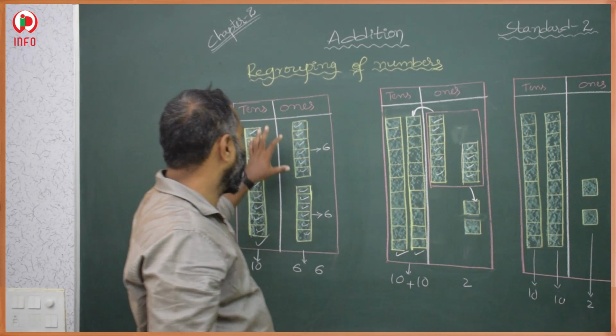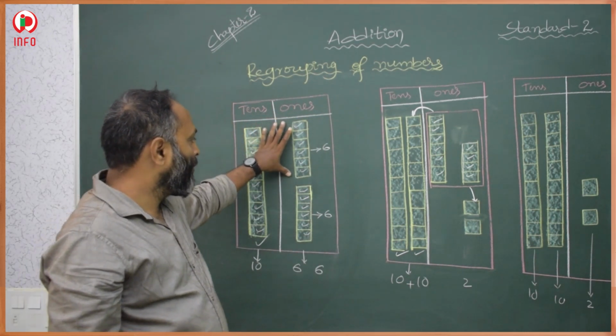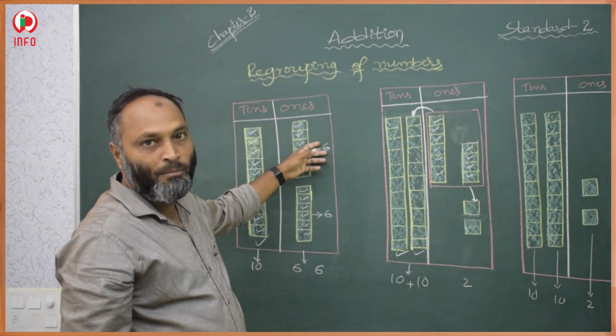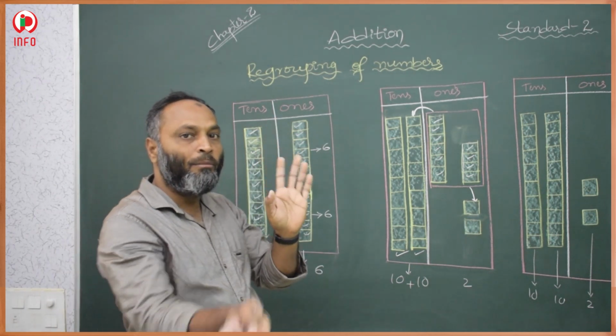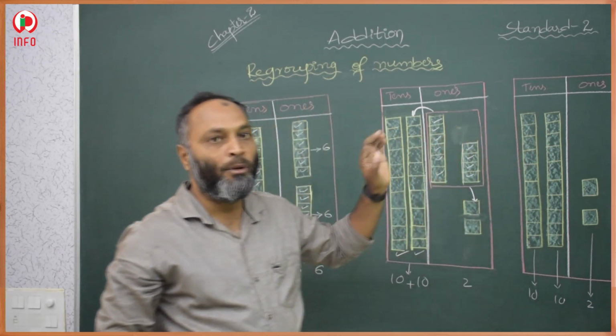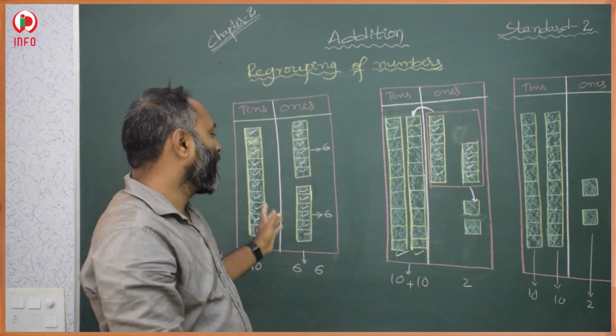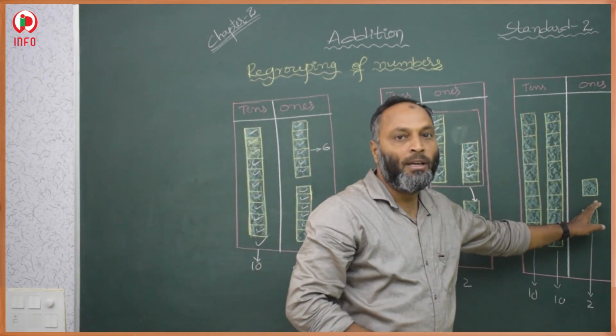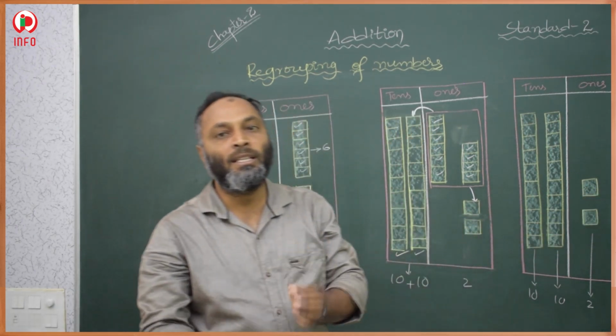Whenever in the ones place there are more than 10 sub blocks, we have to make one big 10 block, and we prepare it like this. The blocks left after preparing a big block, we keep here in the ones place. This is the procedure for regrouping the numbers.